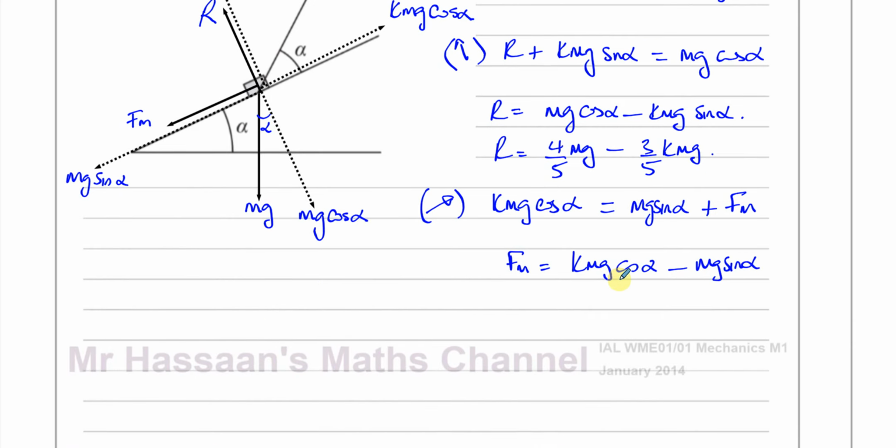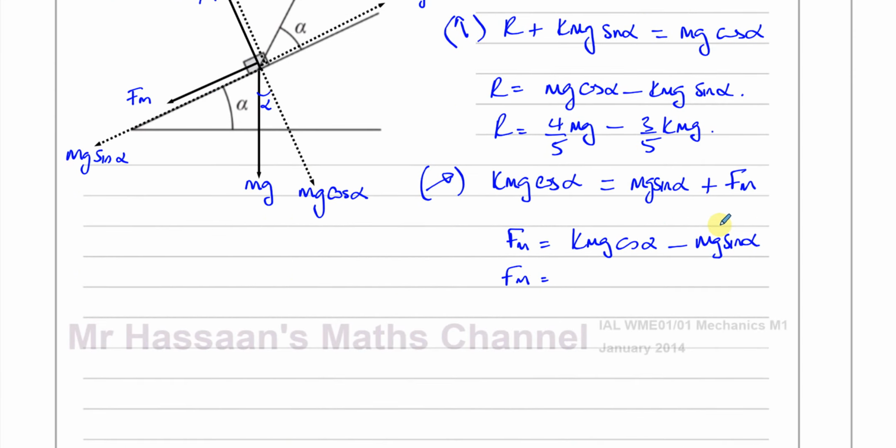All right, so that's R, and F max is going to be equal to, if we just do the same thing, we know the cosine of alpha is 4/5, so that's going to be 4/5 times k mg minus, and sine of alpha is 3/5, so it's 3/5 times mg. So I can say that R is equal to, if I take out the common factor, mg over 5 times 4 minus 3k.